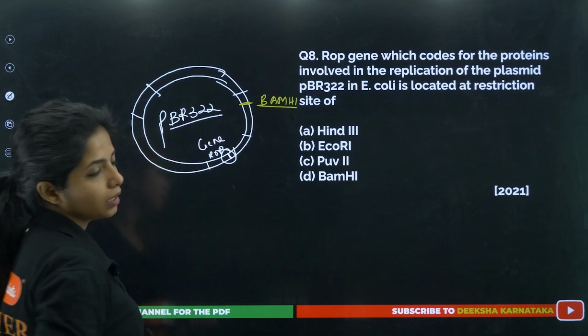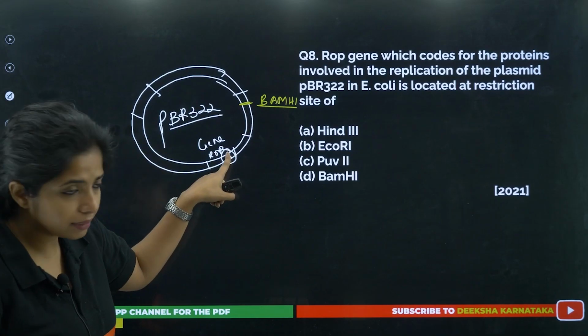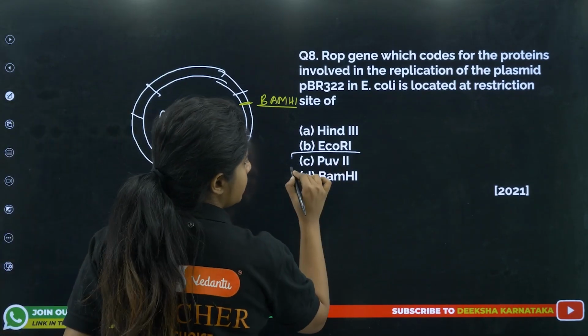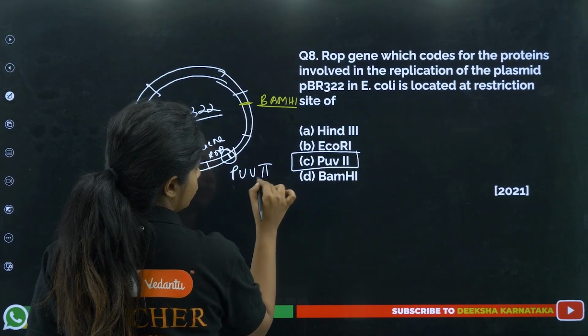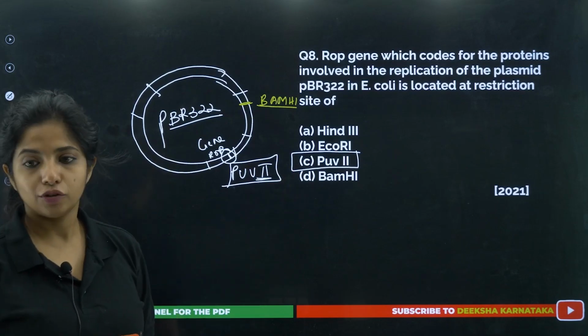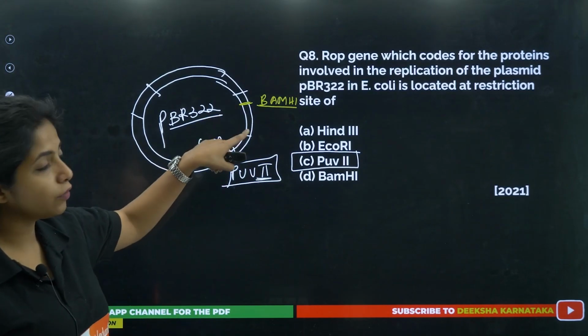This plasmid that you see is known as pBR322 in E. coli. This is found in E. coli. Now basically, this site is owned by an enzyme which is known as PvuII. Please remember, in the ROP gene you just have one, and that is PvuII. This is a 2021 question. So you should be knowing the site for each and everything.